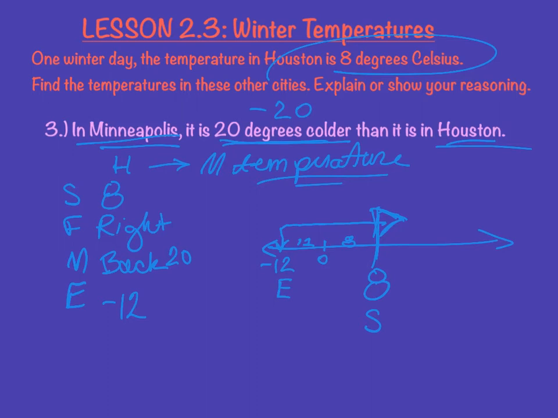Let's write it out so we can see it. I start at 8. I'm facing to the right because I'm adding. I'm going back 20, which means it's -20. And that equals -12.